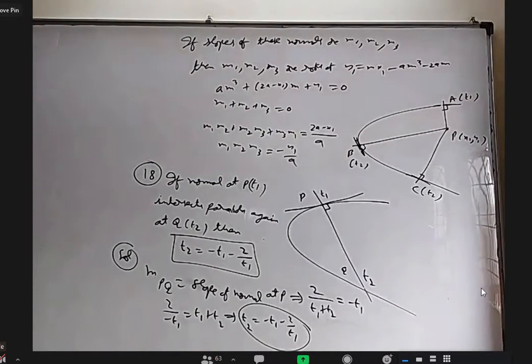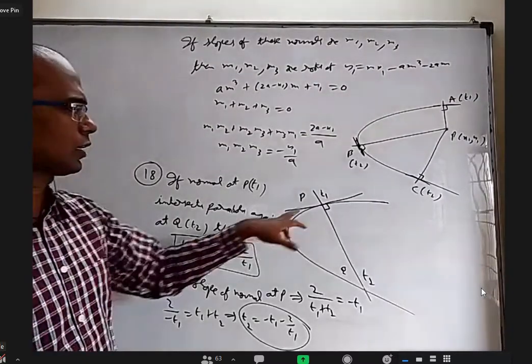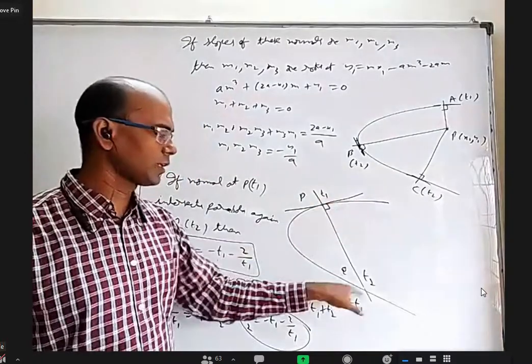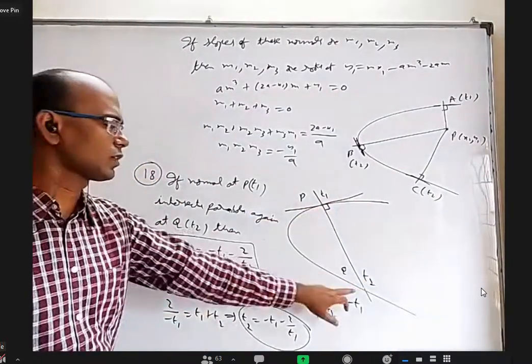Okay, this is also a very useful formula. Because otherwise, in general, if you want to know where a normal at a point intersects, you have to find the normal and solve with the parabola. But if you know this T value, directly you'll get this T value just like that.